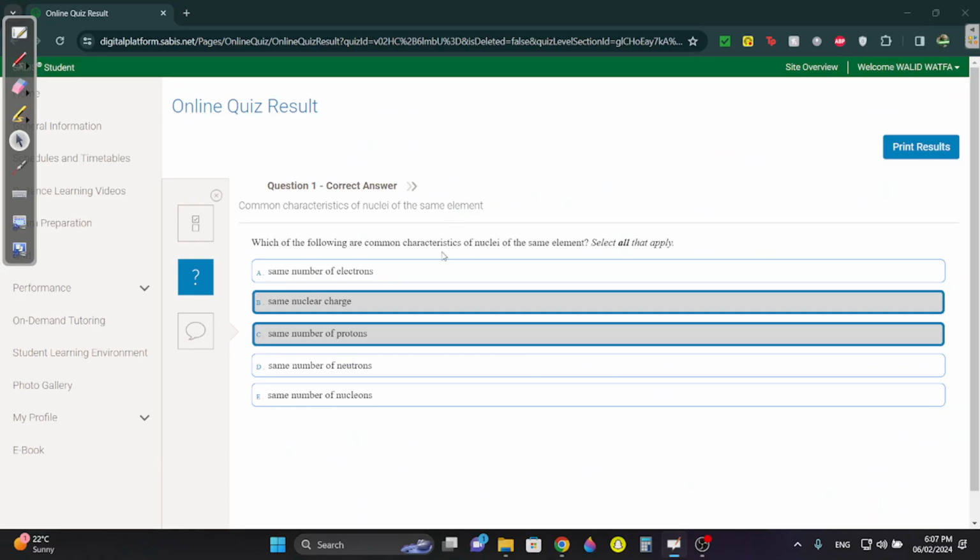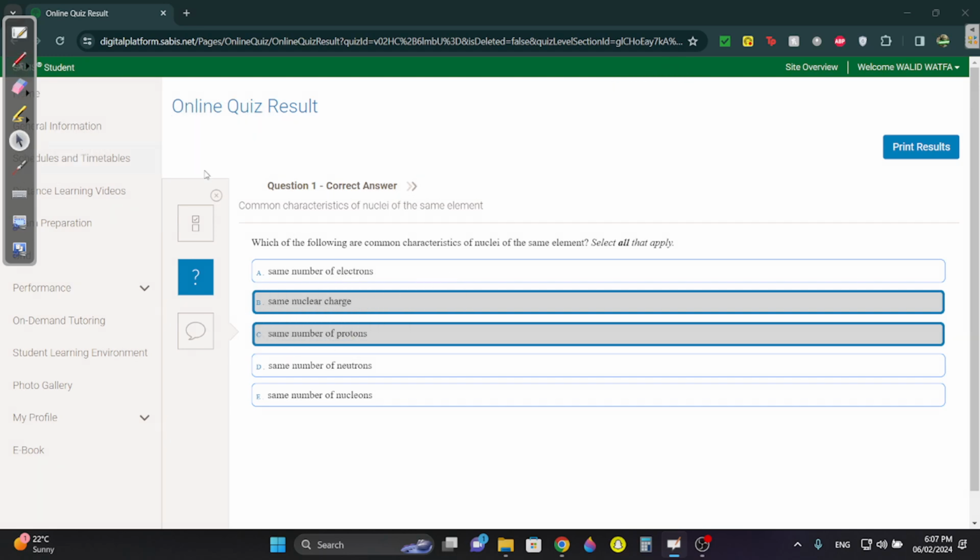Let's start. Which of the following are characteristics of the nuclei? That is, what's in the nucleus of the same element? All atoms have the same nuclear charge, and they have the same number of protons. So if you were to get an Na that has 11 and 23, every other Na atom will have 11 protons and in total 23 nucleons. It will always have the same nuclear charge.